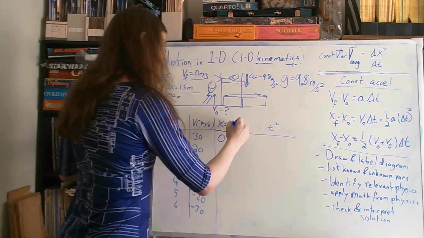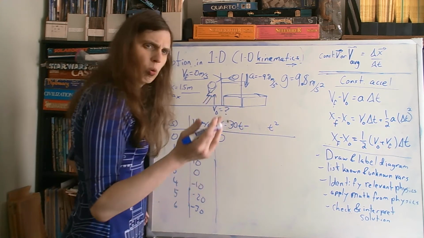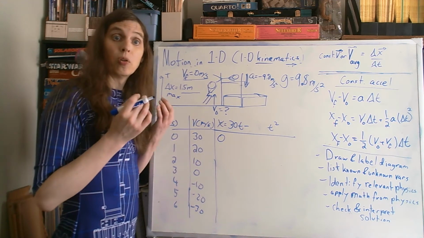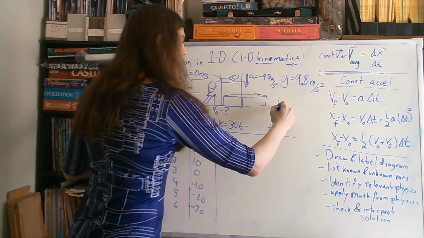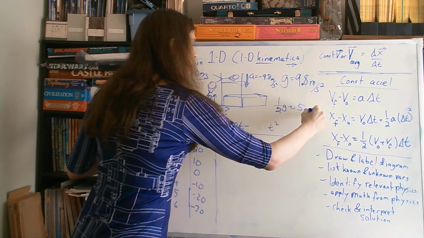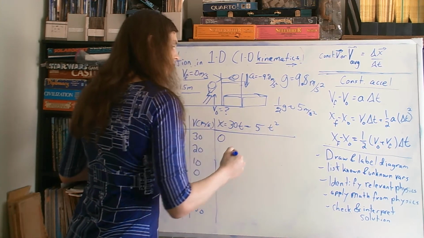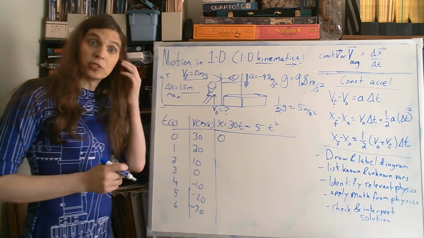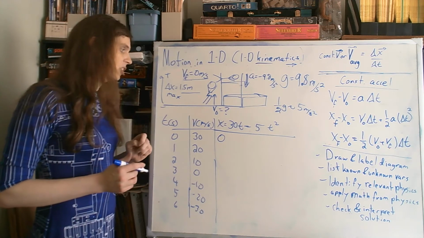So 30 times time, and we're using 10 meters per second squared for acceleration. So 1/2 g is about 5 meters per second squared, so minus 5t squared. So let's run through the numbers here. And I might do the math a little rapidly, but let's take a look.